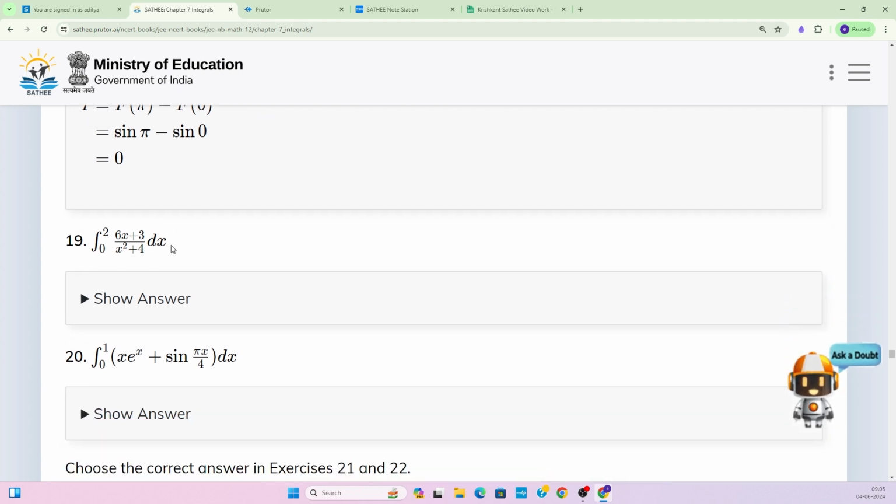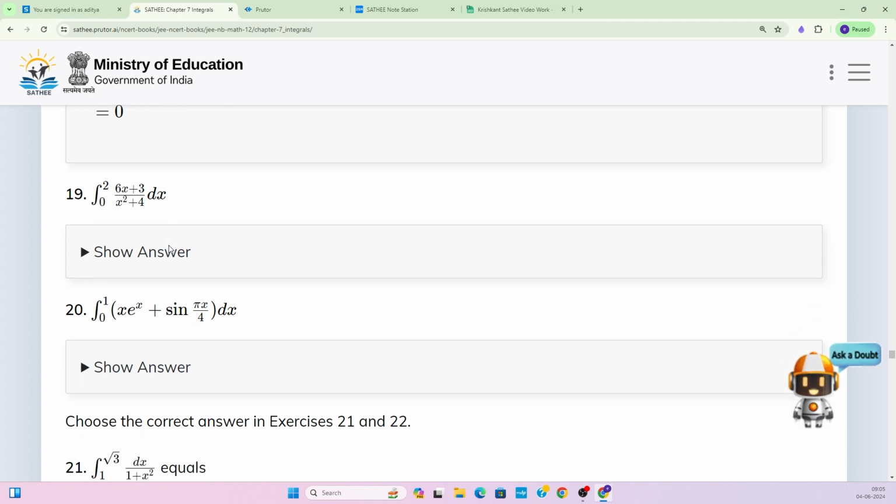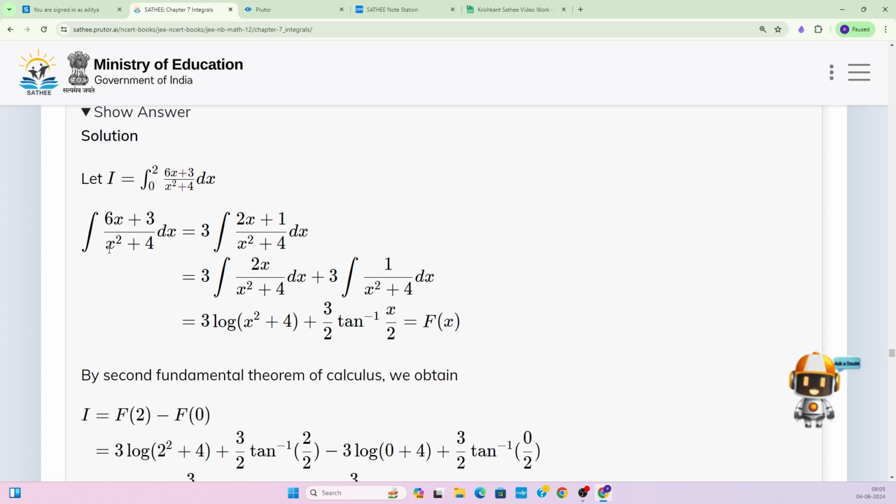Now the 19th problem says definite integral 0 to 2 of (6x plus 3) divided by (x square plus 4) will be what? As you can see, first of all the indefinite integral will be 3 times integration of (2x plus 1) by (x square plus 4). This means 3 times integral of 2x by (x square plus 4) dx plus 3 times integral of 1 by (x square plus 4) dx. So this will be just nothing but 3 times, after substitution, log (x square plus 4) plus, and this is just a direct value, which is 3 times 1 by a tan inverse x by a.